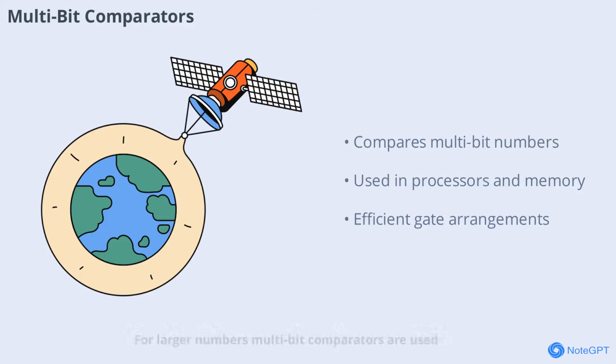For larger numbers, multi-bit comparators are used. These circuits compare binary numbers with more than 2 bits, such as 4-bit, 8-bit, or even 16-bit values. Multi-bit comparators are essential in processors, memory modules, and digital controllers. They operate by cascading smaller comparators or using more complex gate arrangements to handle the increased number of bits efficiently.